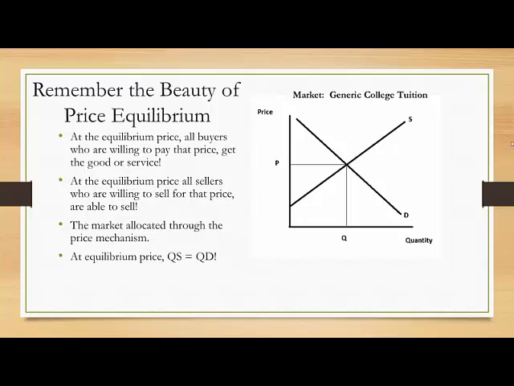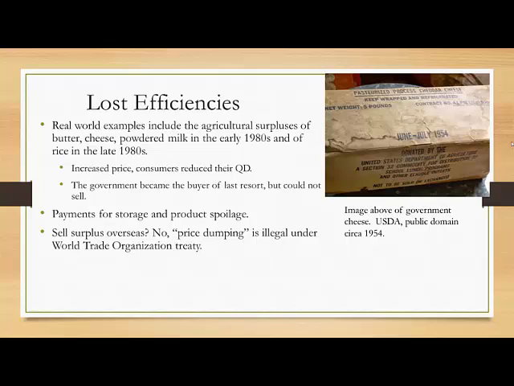Remember the allocation that is achieved at price equilibrium? Just remind students that you only get this when QS is equal to QD. Discuss the cost of lost efficiencies with students. That is, the cost of price floors. I provide some historical examples.